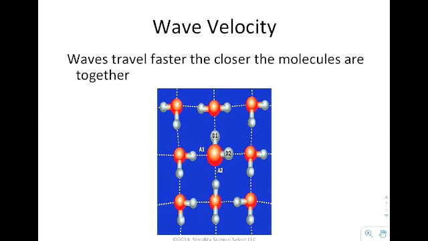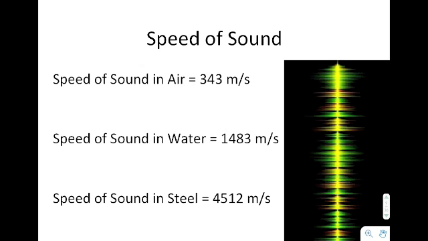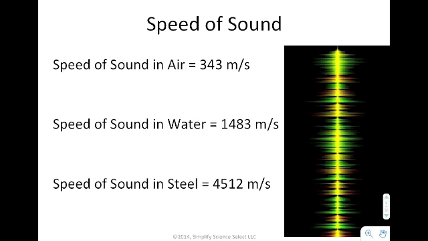We also know that waves travel faster the closer molecules are together. So the closer the molecules are, the faster they will travel. As a result of that, we can say that the speed of sound in air is relatively slow. The speed of sound in air is about 3.5 football fields per second, or about 343 meters per second. Now this doesn't seem like it's very slow, it seems like it's really fast.